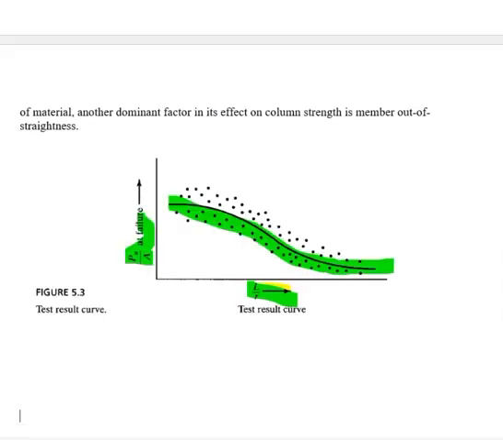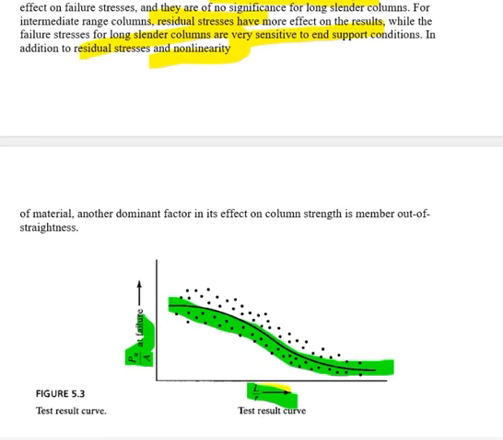Let us see this. So another dominant factor in its effect on column strength is member out of straightness. So this is one important factor. Member out of straightness, that's another dominant factor in its effect on column strength. So member out of straightness has impact on the column strength, right?